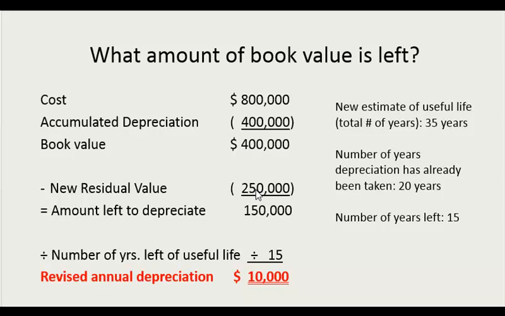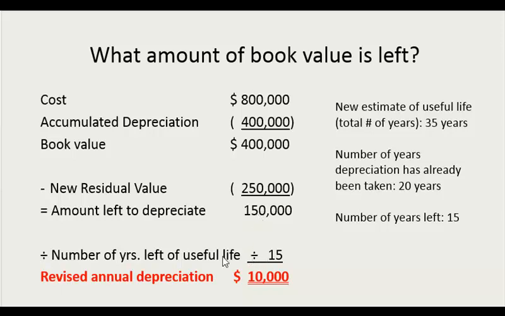So we don't want to depreciate the $250,000 of residual value because that's how much we think we can receive for the building in cash when we sell it at the end of its useful life. So the amount that we have left to depreciate then is the remaining book value as of the beginning of 2005 less our new estimate of the residual value. So we have $150,000 left that we can depreciate.